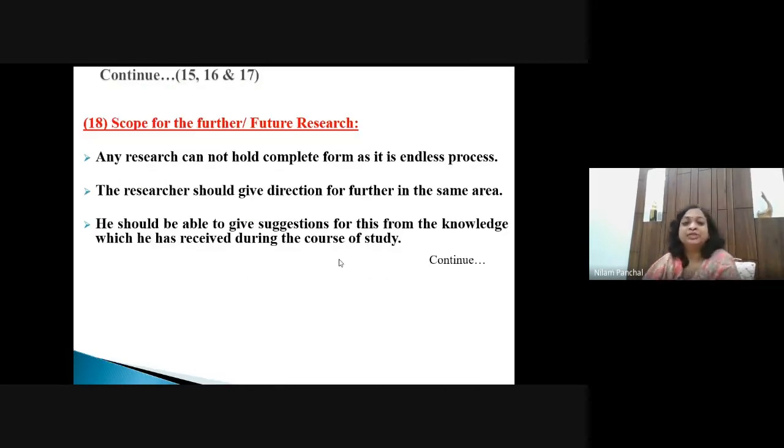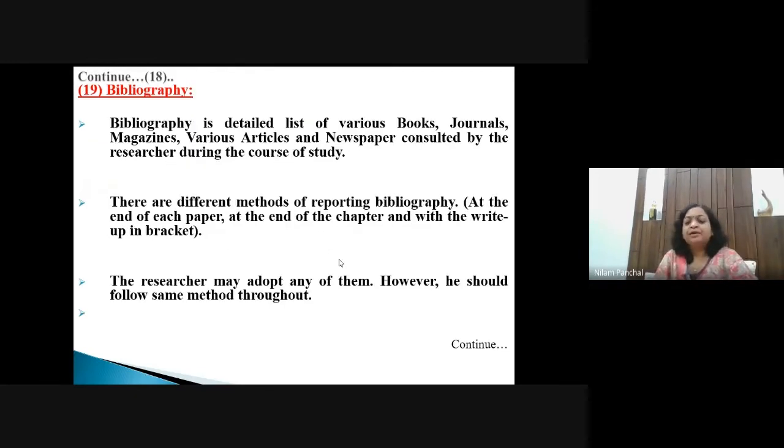Now let's look into the scope for further research. Any research cannot hold complete form as it is an endless process. So the researcher should give direction for further work in the same area. He should be able to give suggestions for this from the knowledge which he has received during the course of the study, right? So designing the scope would come automatically when you have analyzed everything. You already know what the further scope is and simply you can define it.